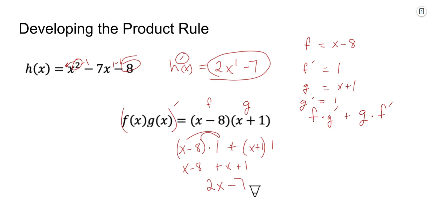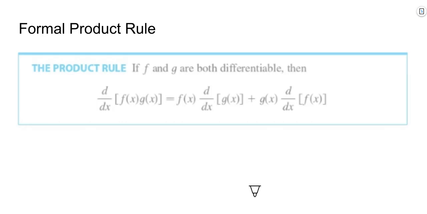Now, you can do it in any order, right? Because we've got addition, it doesn't really matter if you do it the other way around. But we're going to do the formal product rule, which says this. And again, they're using different notation. I think this is the German notation, but it might have been the British notation. Like I said, it's not the one I like.